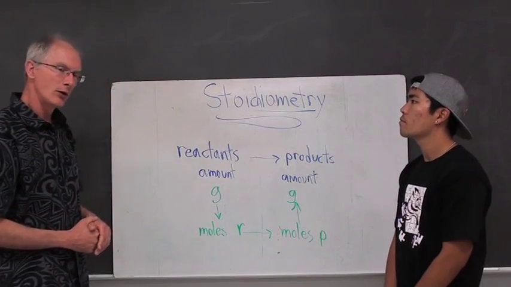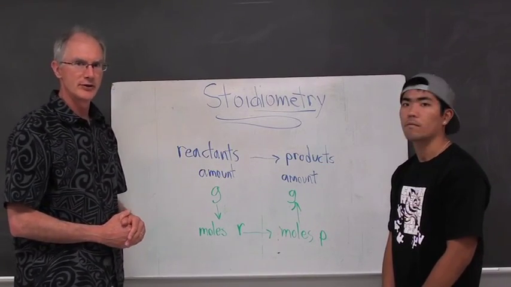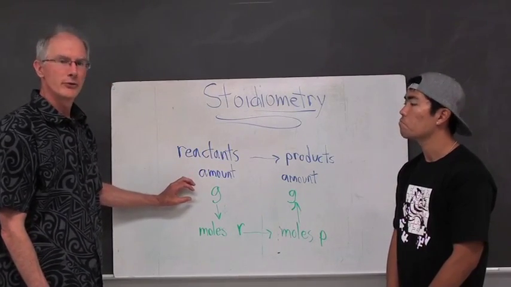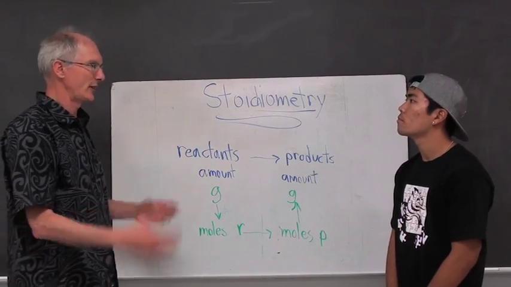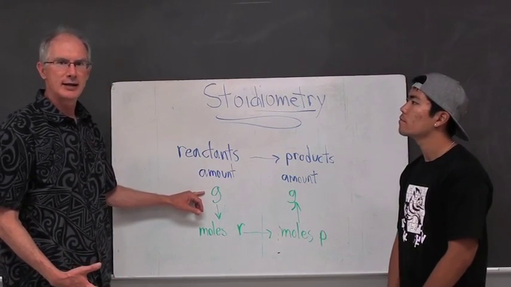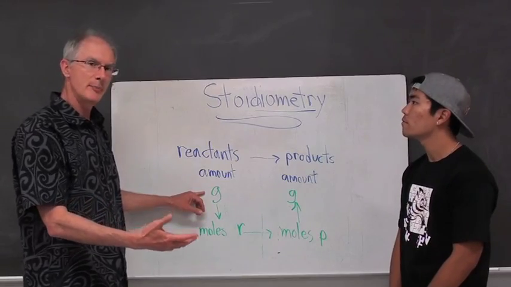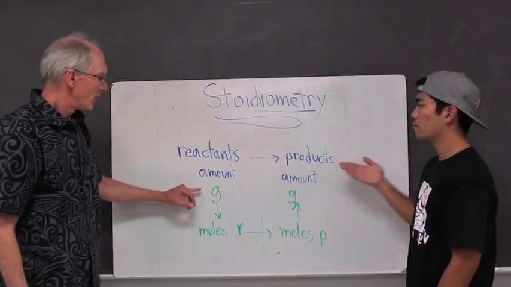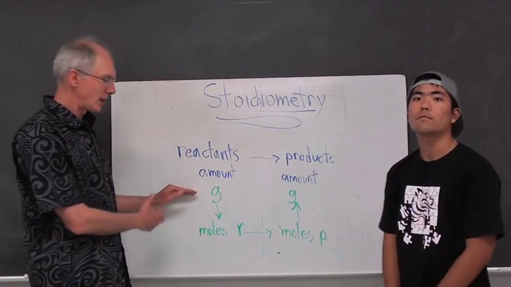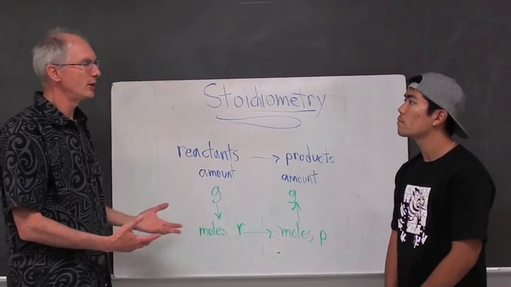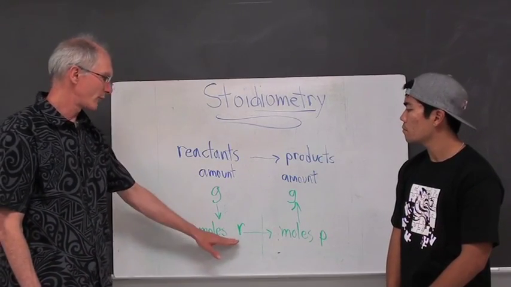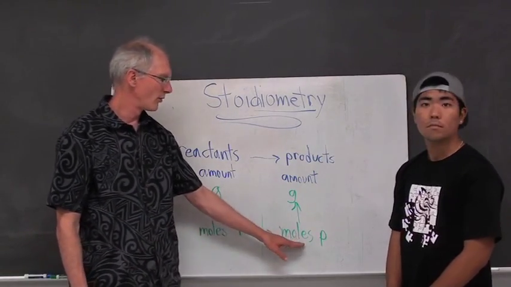The most typical way that stoichiometry is used is if you're given the amount of reactant in grams. So I have 10 grams of sodium, and I want to know how much sodium hydroxide, the product, I can make. Well, the process is going to be to take our starting amount in grams, convert it to moles, and we're going to use the molar mass to do that. Then we're going to take moles of reactant and convert it to moles of product.